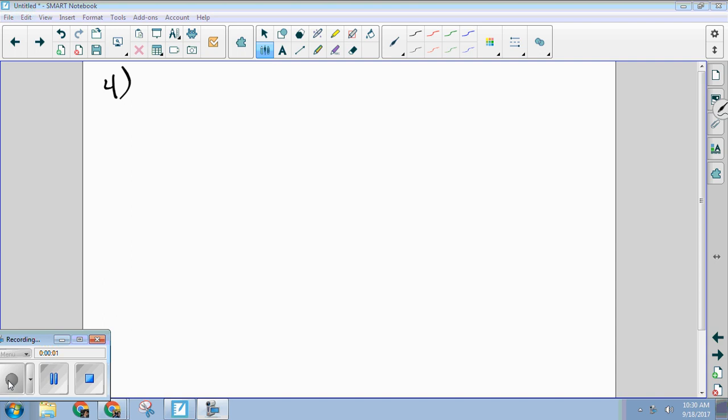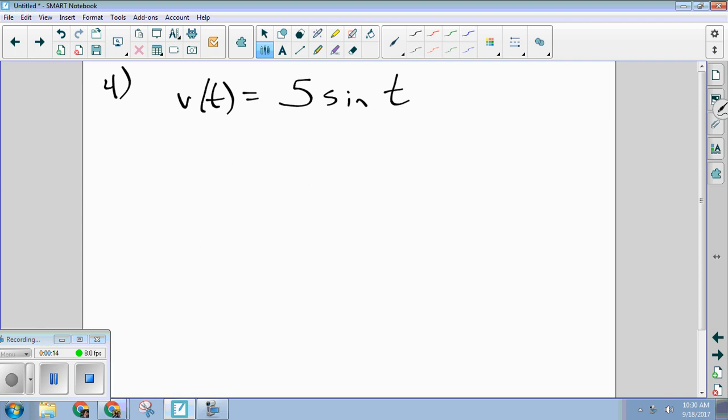Problem 4 on worksheet 2.3 gave you the following information. It said the velocity at time t is equal to 5 times the sine of t. Question A wanted to know what's the displacement between, and then it gave you two times. So the times were pi over 6 seconds and pi over 3 seconds.